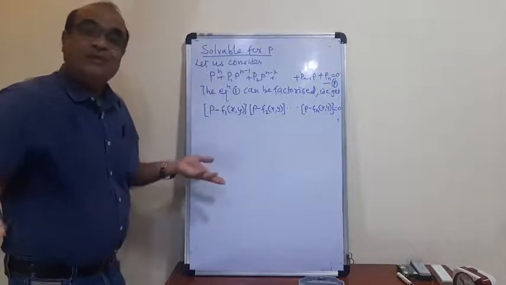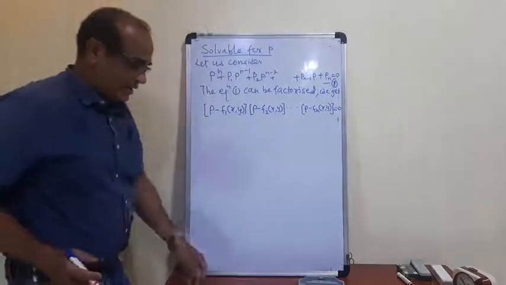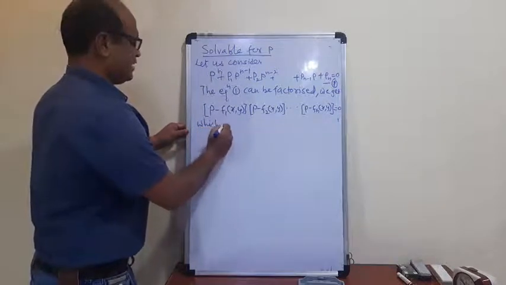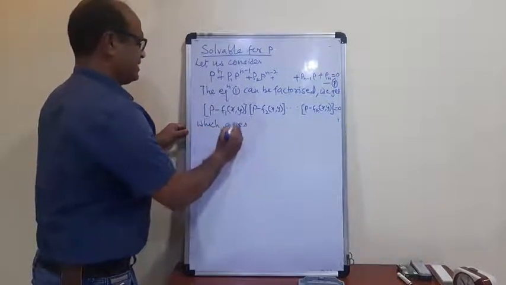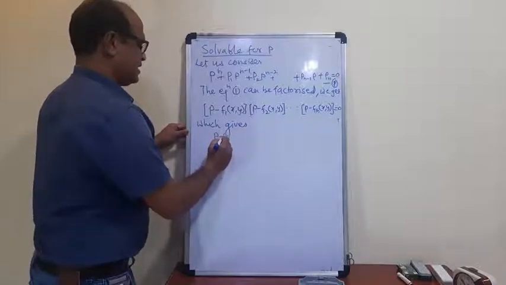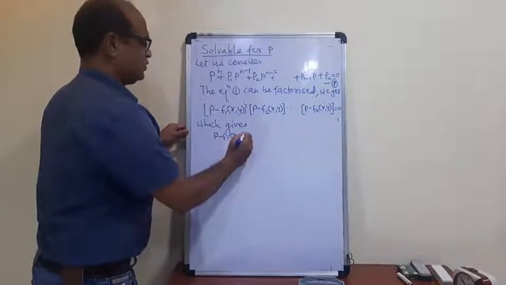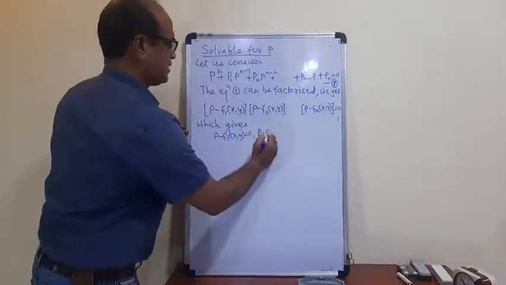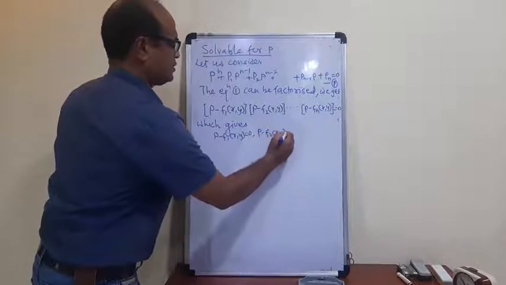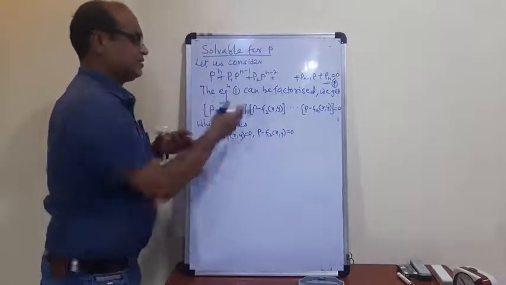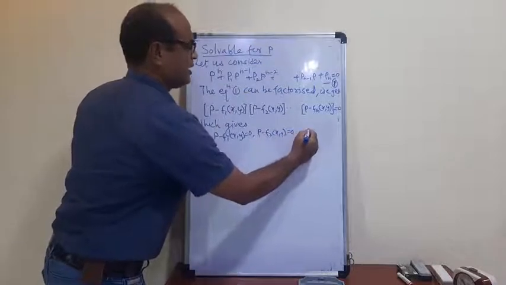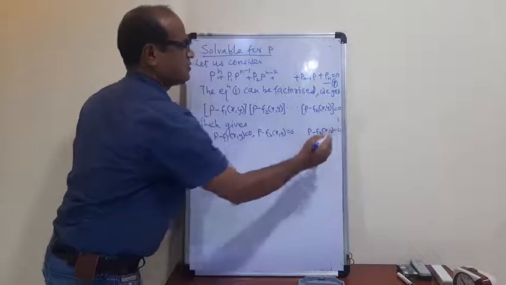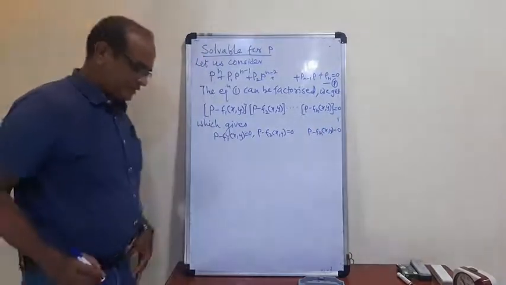Multiplication of n factors here, which gives p minus f1 xy is equal to 0, p minus f2 xy is equal to 0, and so on, p minus fn xy is equal to 0. Putting each factor equal to 0.